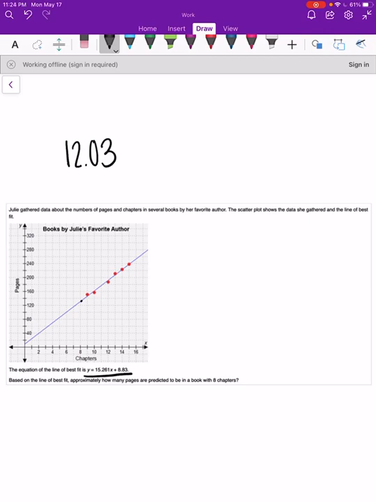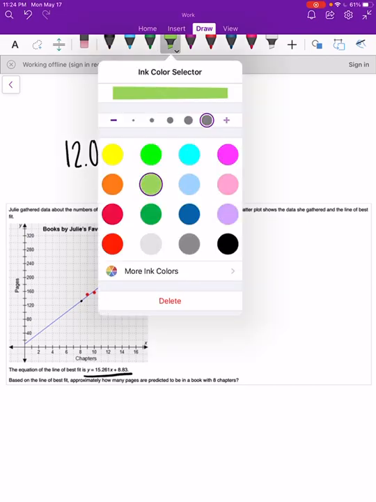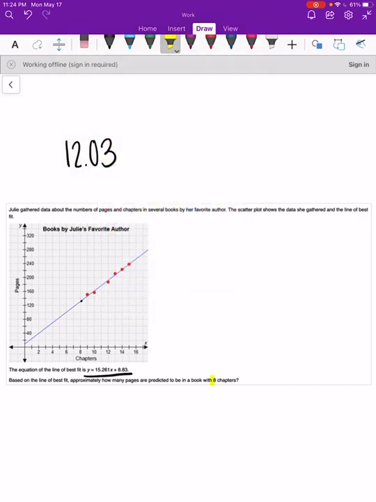book with 8 chapters? So I'm going to look at the graph first and then we'll look at the equation. But I want to look for 8 chapters. And I notice that chapters is down here on my x-axis. So I'm going to go over to 8. Here's 8. And I'm going to go up. And it looks like my dot is somewhere right about there.